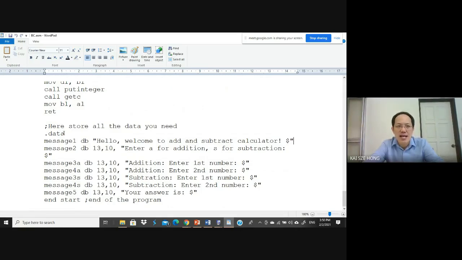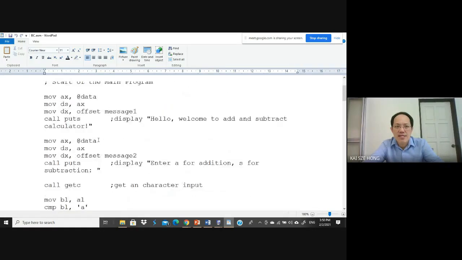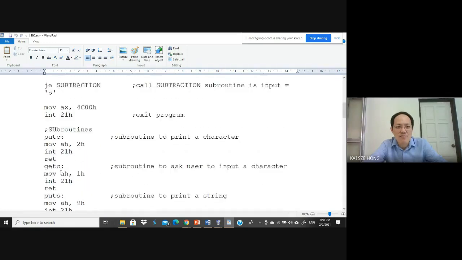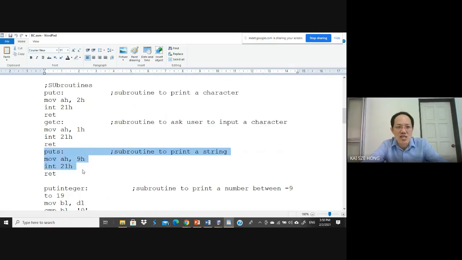This one means enter. So they will get the data address, the direct address. Then after that, they call the puts, and then they will be able to print this message number one. Move DX offset message one. Okay, call the puts. Where is the puts? Puts is here. Puts is move AH, 9H, interrupt 21H. So this is the subroutine to print a string. For this example, they move 9H to AH, then they interrupt 21H, then they return. This is actually the assembly language to print a string.